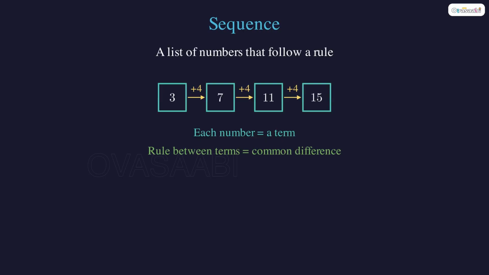A sequence is a list of numbers that follow a rule. Each number is called a term. The rule that connects one term to the next is called the common difference.